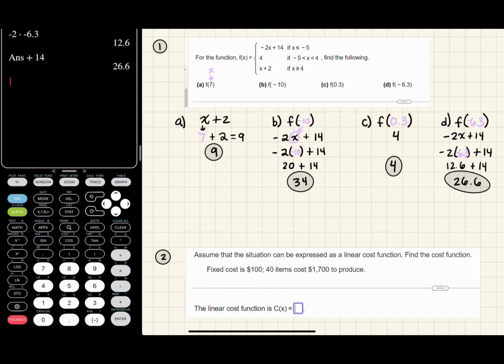All right, so those are not too bad. They look really complicated, but really, you take the number given, find which rule it follows, and then you just simply plug that number into that given function, or that given expression.